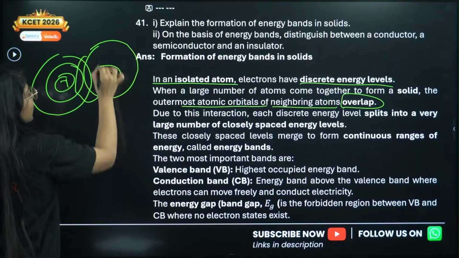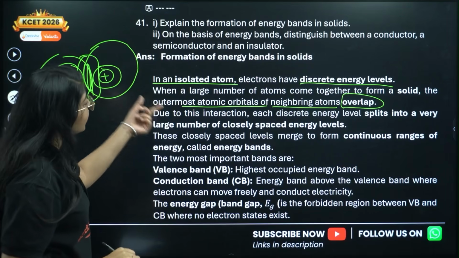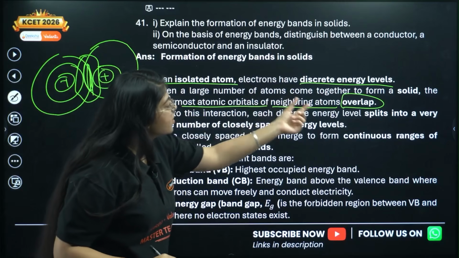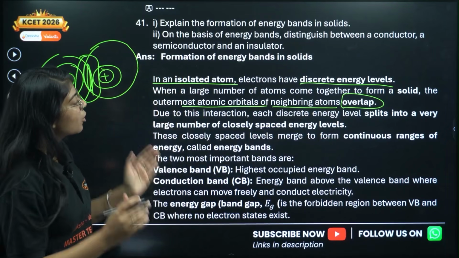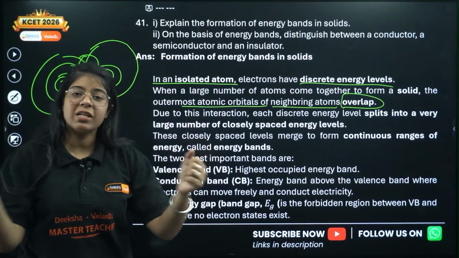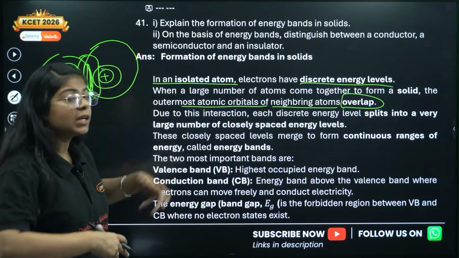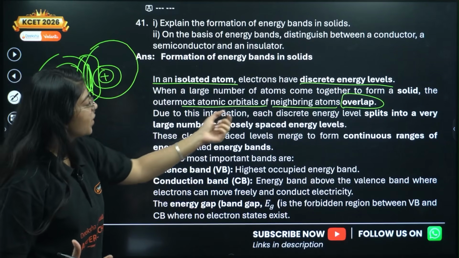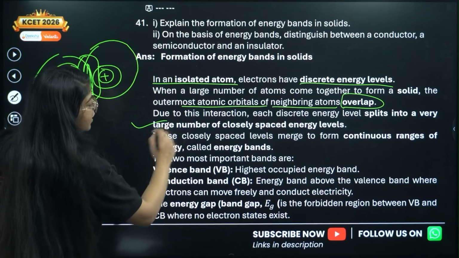So what they are doing, they are overlapping. Correct? Due to this interaction, each discrete energy level splits into a very large number of closely spaced energy levels. Since a lot of energy levels overlapped each other, they split into a very large number of energy levels which are closely spaced. Okay, till here it's fine.